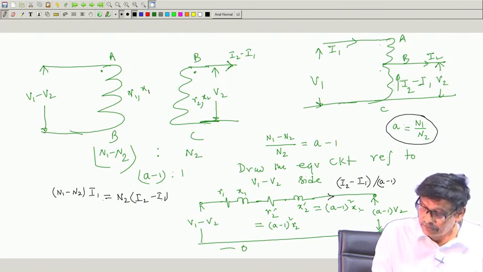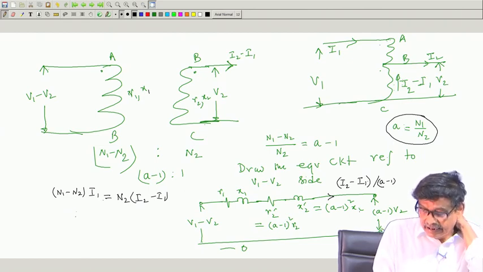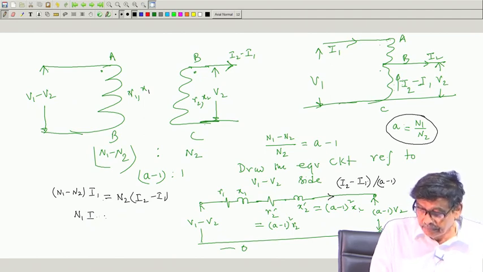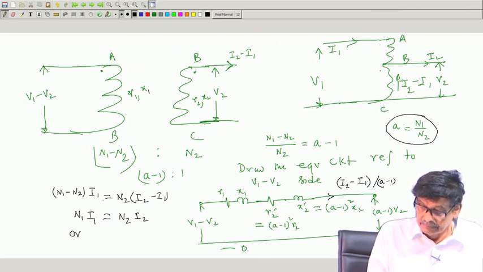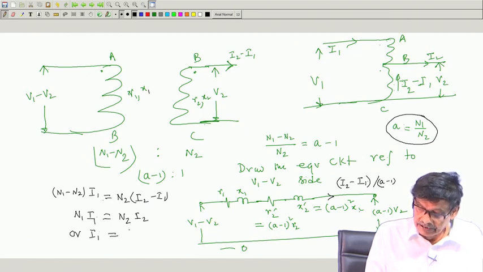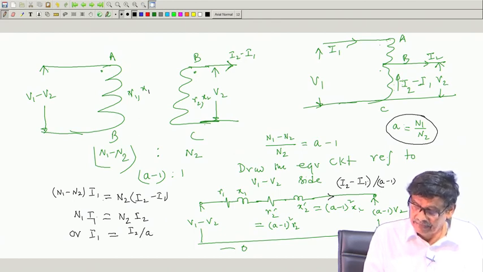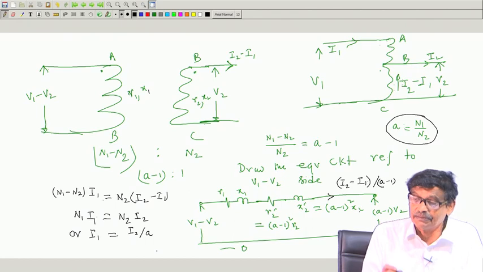From this, minus N 2 I 1 gets cancelled, and you are left with N 1 I 1 is equal to N 2 I 2. Or I can say that I 1 can be also written as I 2 by A. A is N 1 divided by N 2.